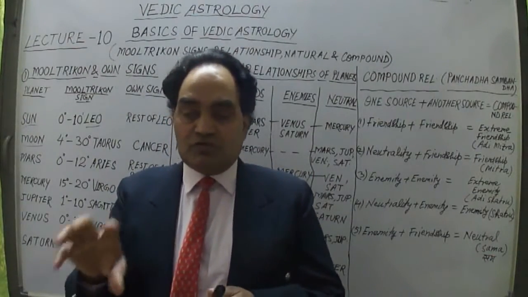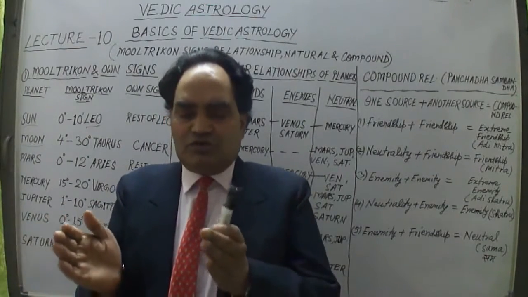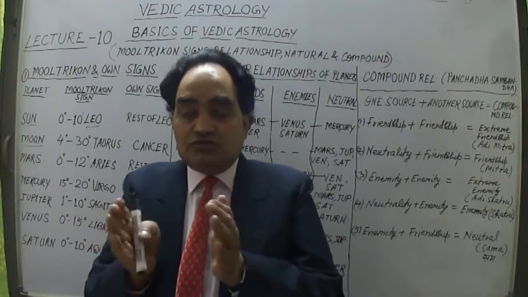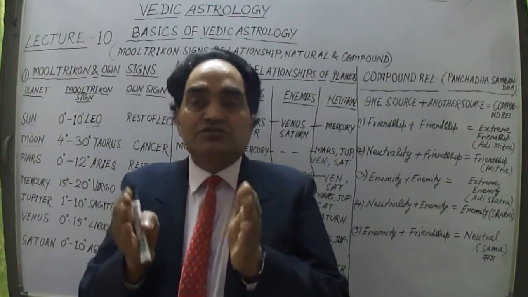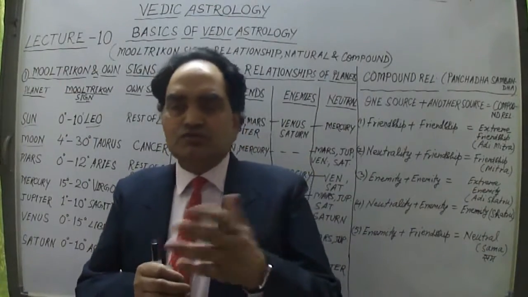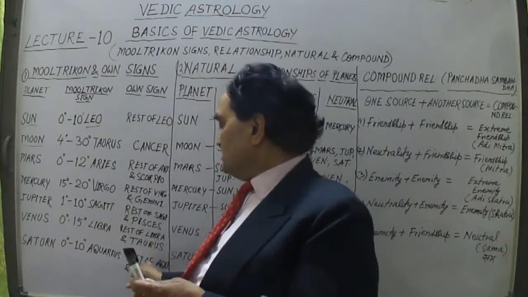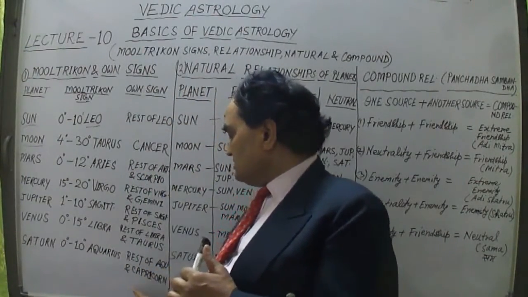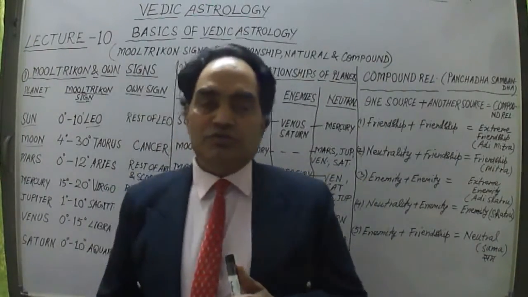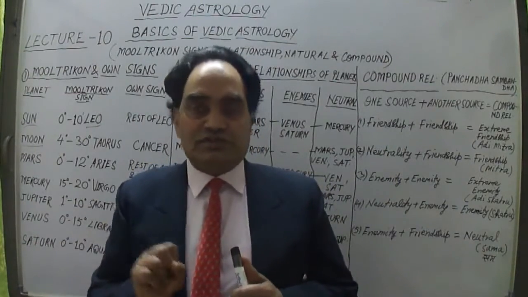You can see the power of that planet lying in this range of degree, 0 degree to 10 degree. Within this range, Saturn is more active in Aquarius, which is the Mooltrikon sign. The remaining portion is owned by Saturn, undoubtedly. Saturn is owner of the remaining portion of the Aquarius sign as well as the Capricorn sign, the 10th sign, Capricorn, and the 11th sign, Aquarius.